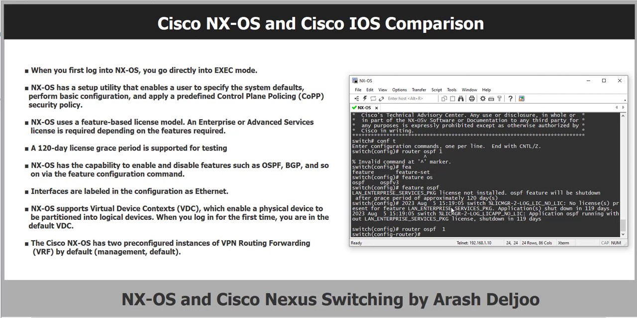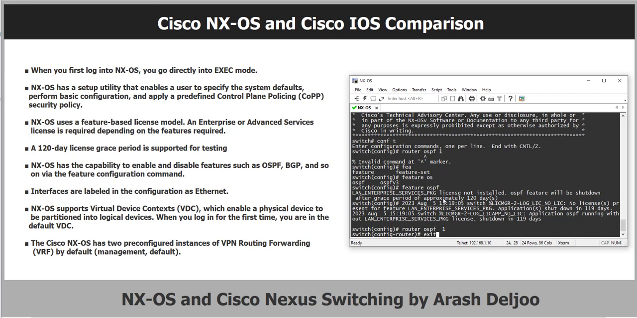As I mentioned in the previous video, a 120-day license grace period is supported for testing, but features are automatically removed from the configuration after the expiration date is reached. NX-OS has the capability to enable and disable features such as OSPF, BGP, and so on with the feature command as I showed you, and configuration and verification commands are not available until you enable the specific feature.